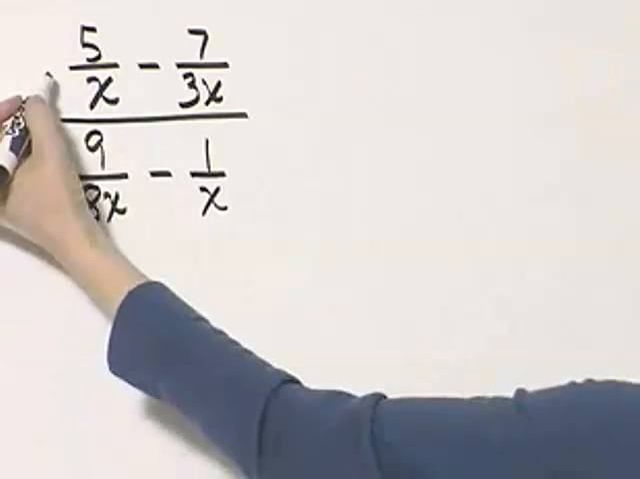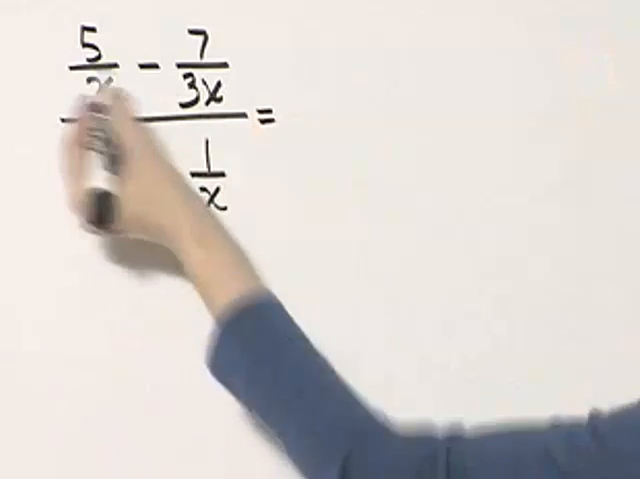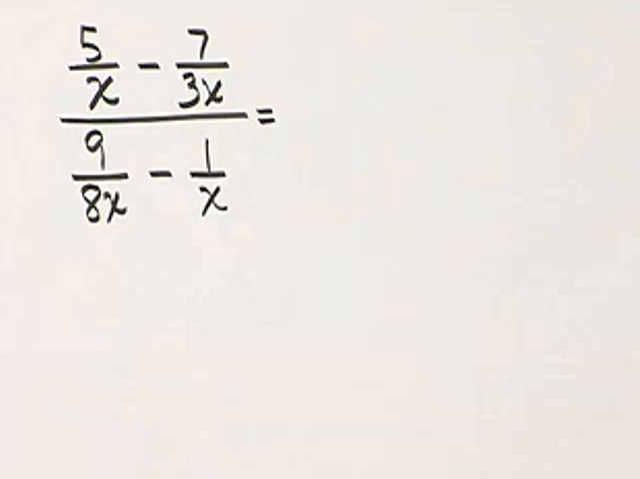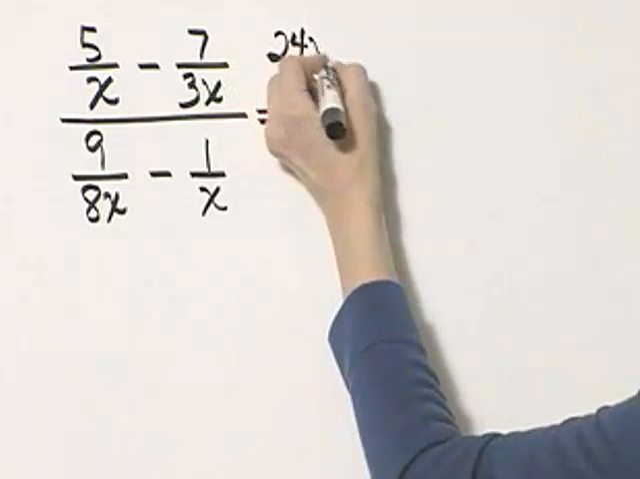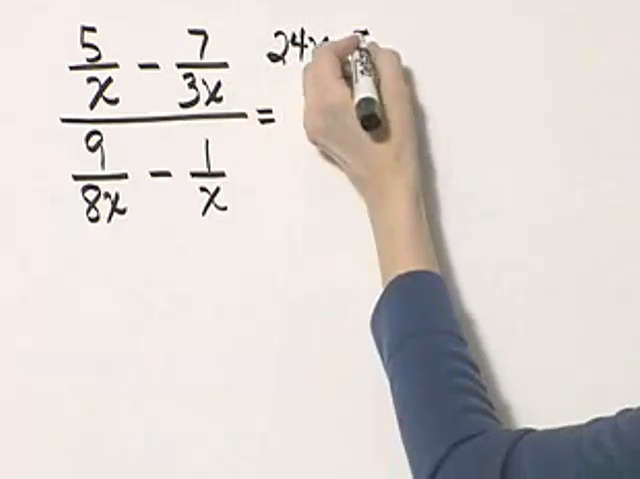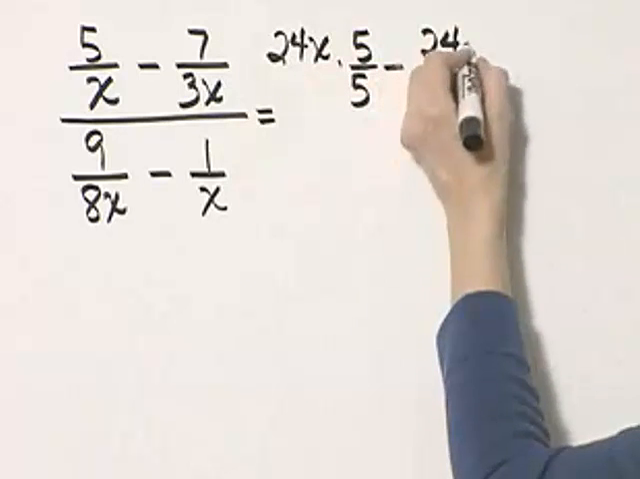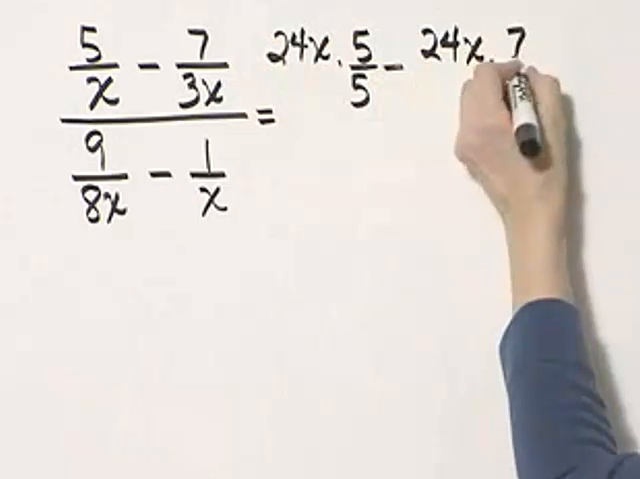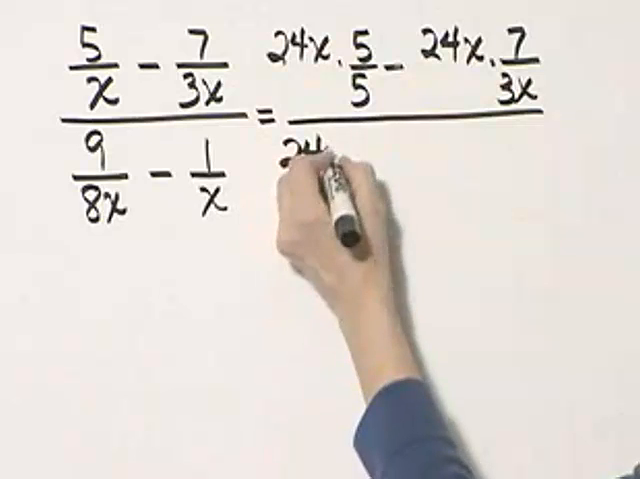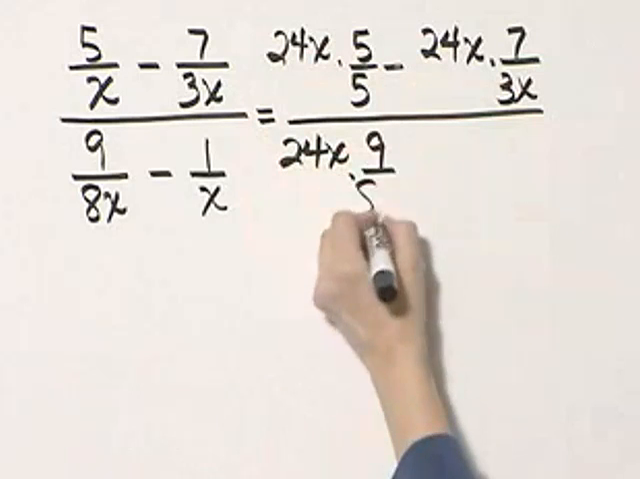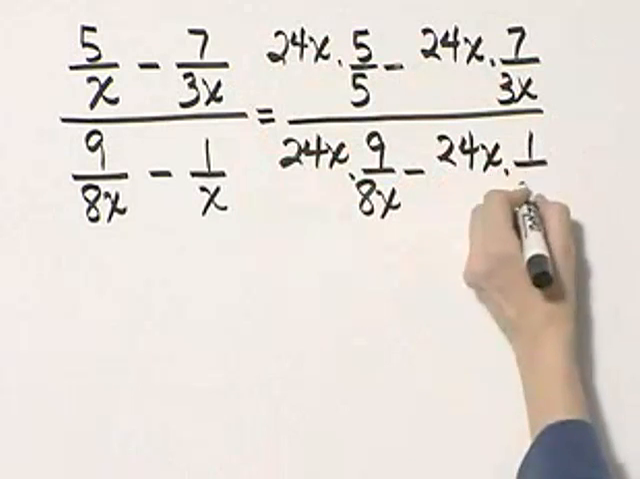And I'm allowed to do that because 24x over 24x simplifies to 1. Now, since I'm multiplying the entire numerator by 24x and the entire denominator by 24x, I'll multiply every single term by 24x. So 24x times 5 over x minus 24x times 7 over 3x. Then in the denominator, I have 24x times 9 over 8x minus 24x times 1 over x.